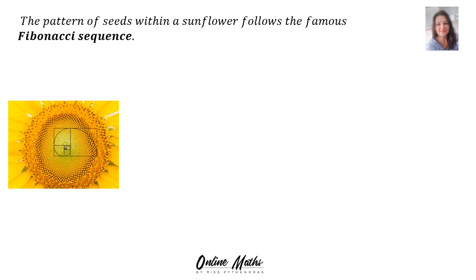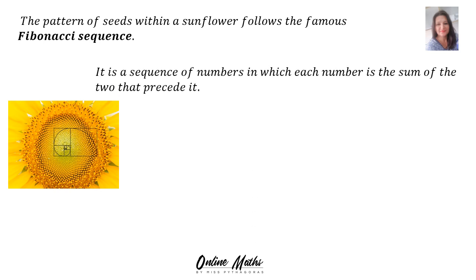The pattern of seeds within a sunflower follows the famous Fibonacci sequence. The Fibonacci sequence is a sequence of numbers in which each number is the sum of the two that precede it. What does that mean? If I give you this is the Fibonacci sequence, it means when you add 1 and 1, you get 2. When you add 1 and 2, you get 3. When you add 2 and 3, you get 5.